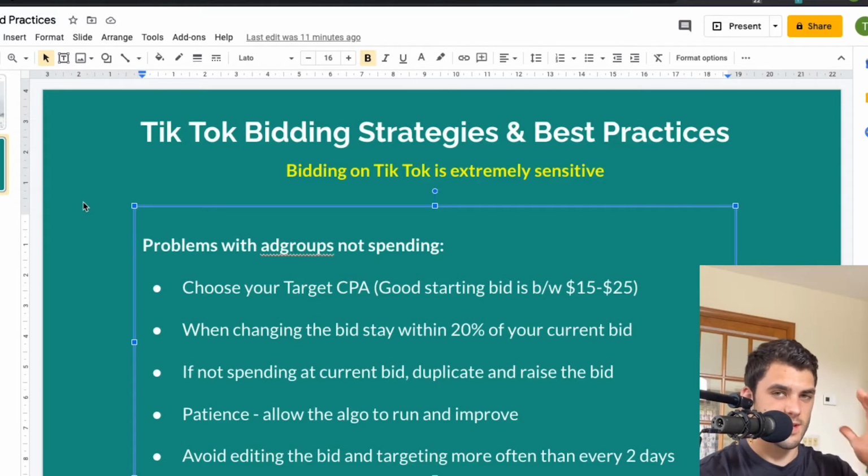So guys, just to give you a roadmap, right? We launched our ad group. It had a $20 bid, right?